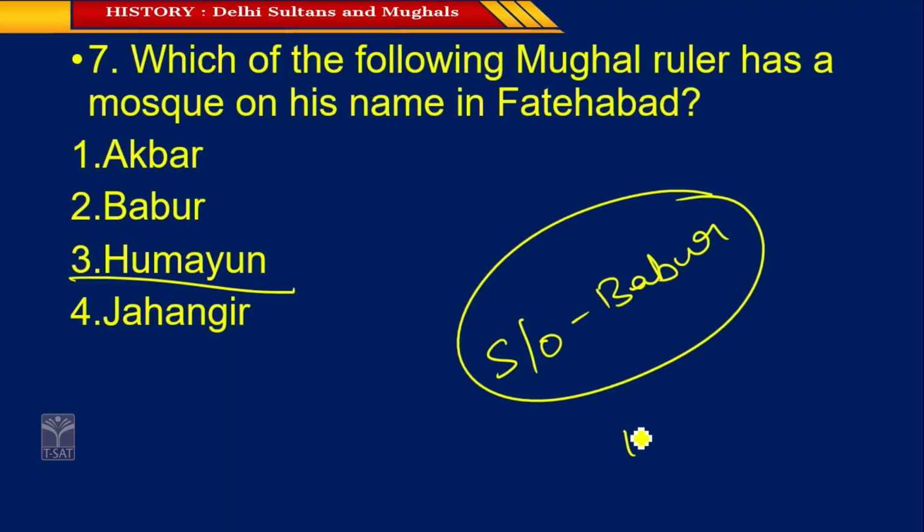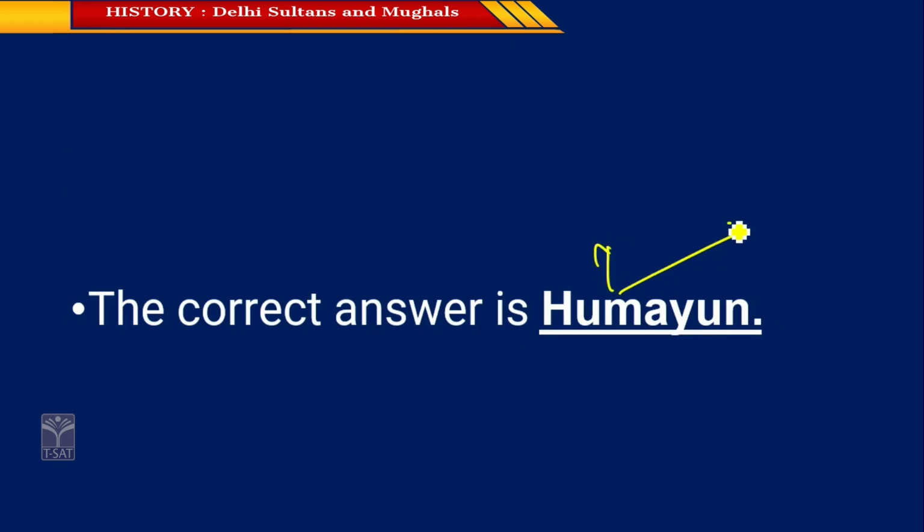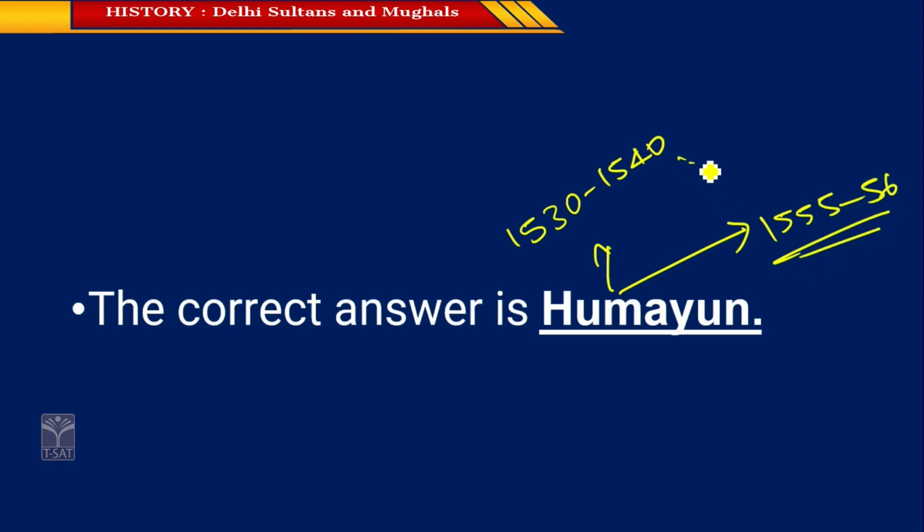Next question: which of the following Mughal rulers has a mosque in his name in Fatehabad? Akbar, Babur, Humayun, Jahangir? The answer is Humayun. Humayun was the son of Babur, the second king in the series of Mughal kings. Humayun's total rule comes in 2 phases, 1530 to 1540, and 1555-56. Between 1540 and 1555, Humayun was in Iran, in the court of Shah Tahmasp.